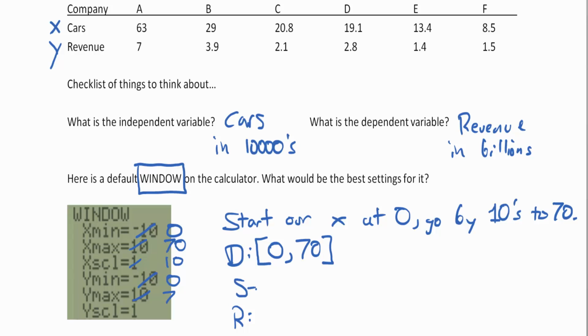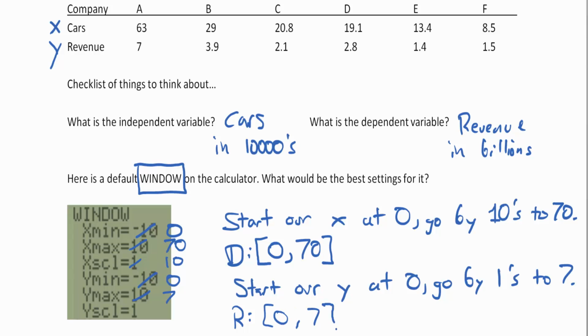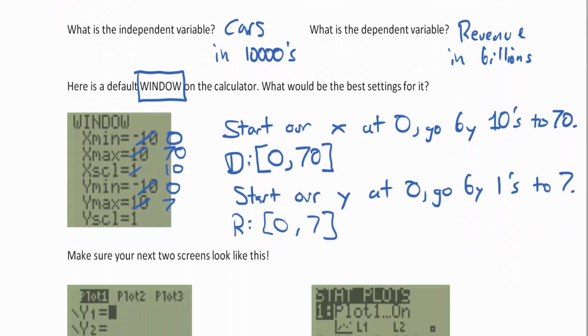Okay, we're going to start our y at 0, go by ones to 7. And our range will be 0 to 7. And these are brackets because we actually can get to 0 and can get to 7. They would be parentheses if we couldn't. So let's say if we wanted to go between 0 and 70, which means 1 to 69, we would use parentheses instead of brackets. So the brackets are the correct math grammar for those intervals.